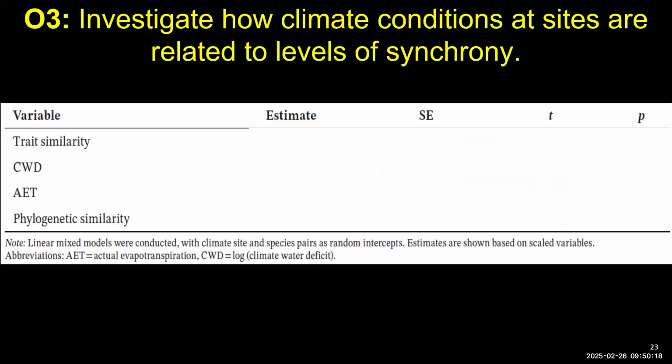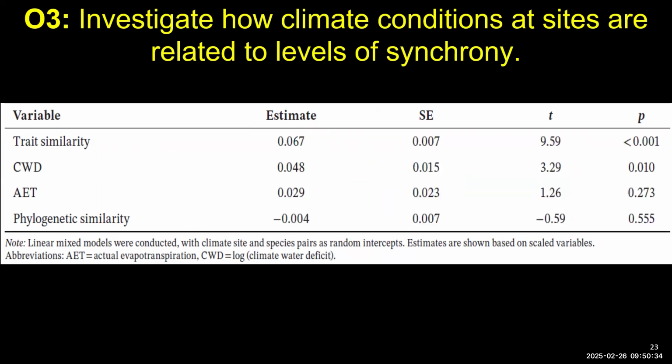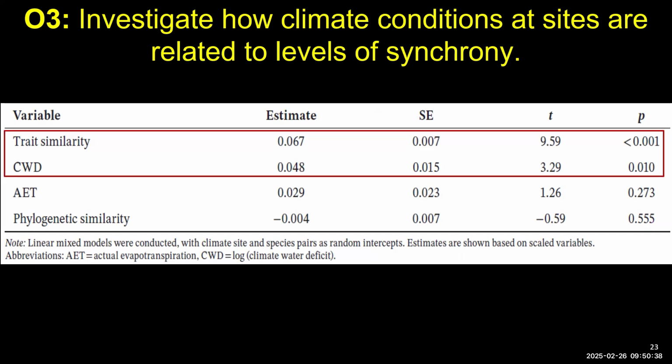And then we also wanted to look overall, okay, we have data on trait similarity, climate water deficit, actual evapotranspiration, and phylogenetic similarity, and overall, what are the important factors here? In driving the levels of synchrony, we find that trait similarity was significant, and climate water deficit was too. But phylogenetic similarity, this is quite an interesting result, was not a player in the level of synchrony between species.